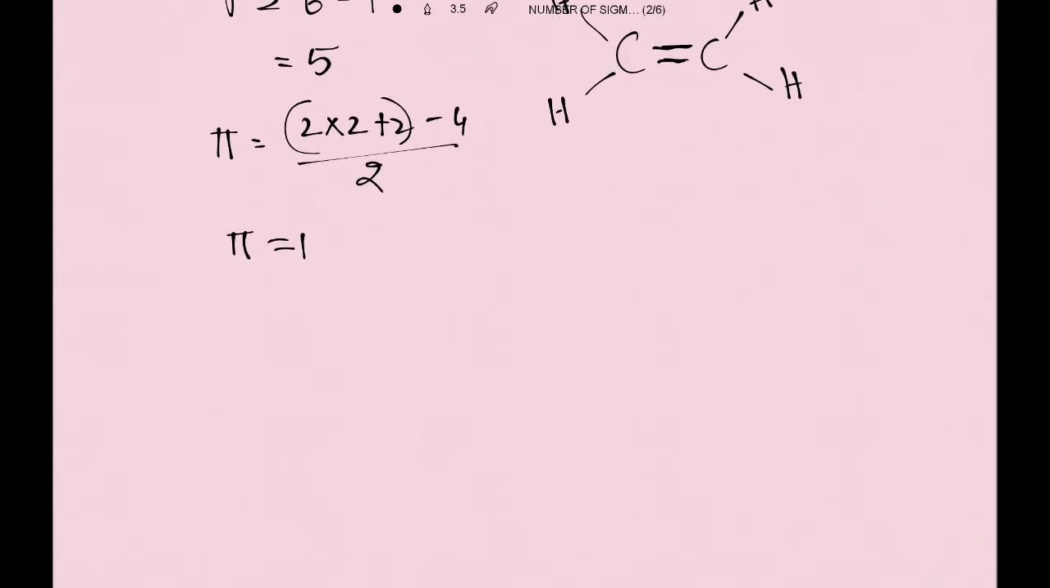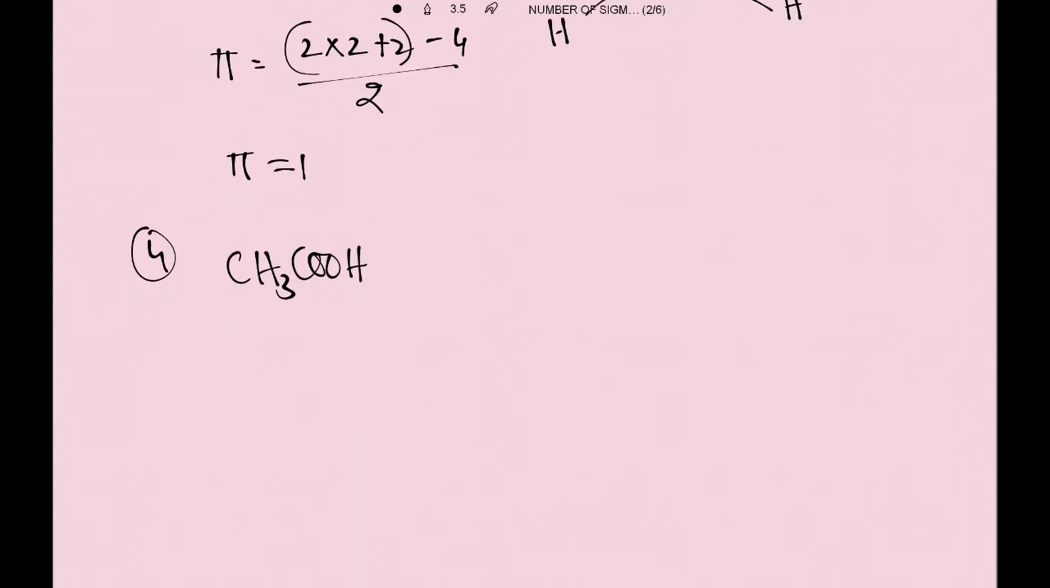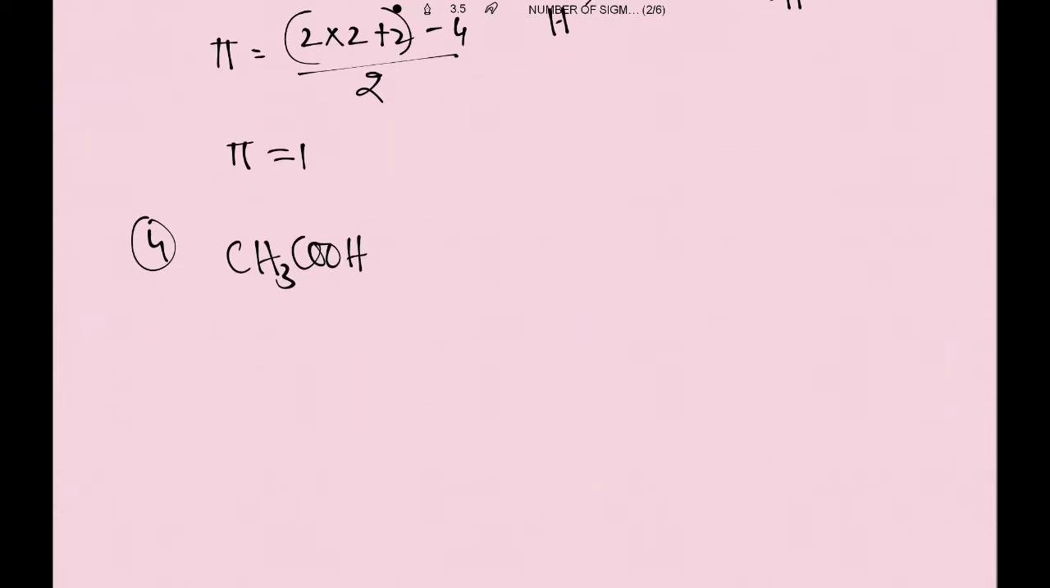And the next one I am taking as an example is acetic acid. Tell me, what is the number of sigma bonds here? The total number of atoms is how much here? 4 and 4. Total is 8. Yes or no? So the number of sigma bonds is 8 minus 1, which equals 7.